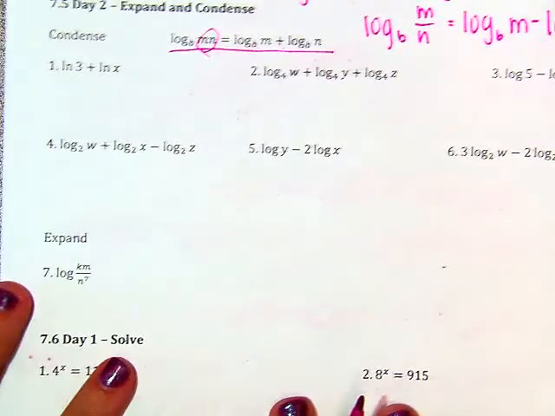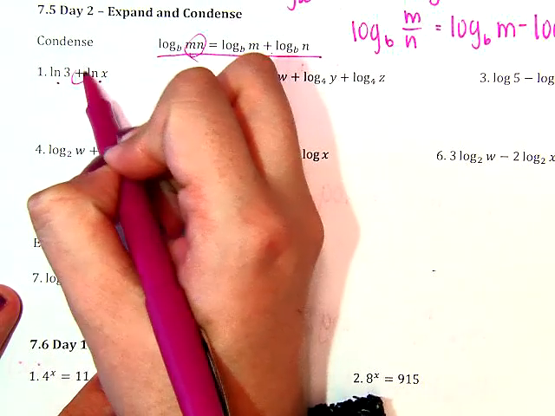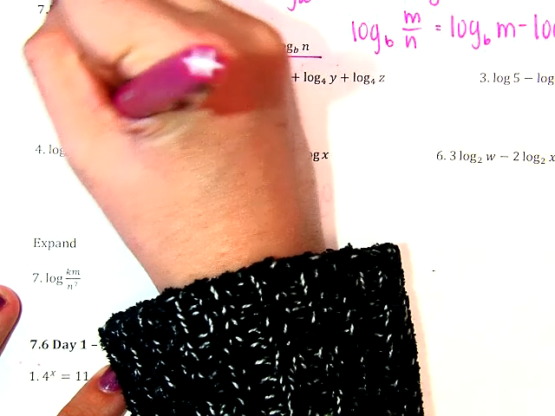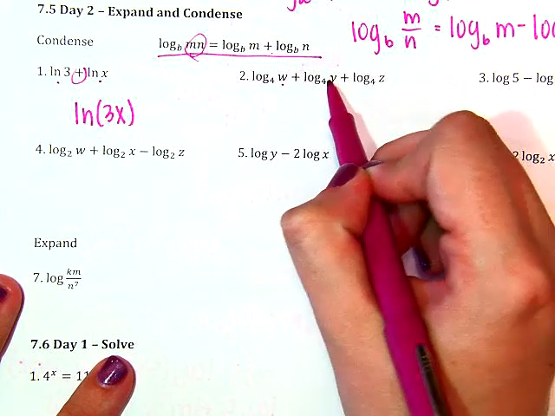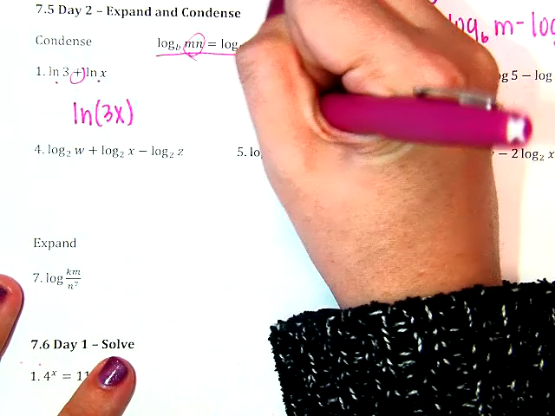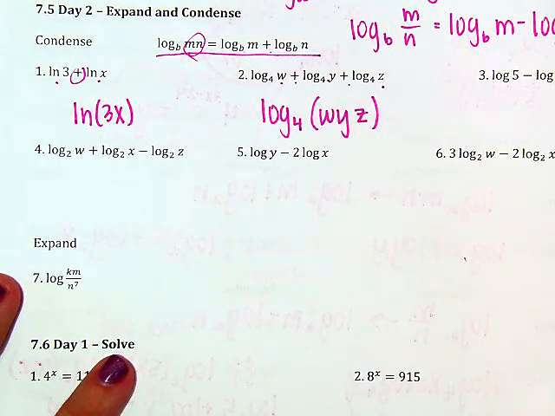So look at the first example. We have 2 here. We're going to bring them into 1. They're being added, which turns into multiplication. So it's really just ln 3 times x. Okay, here we got 3 parts. 1, 2, 3. They're all being added together, which means they just become multiplication. Log base 4 of w, y, z.